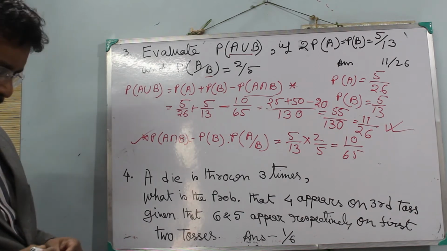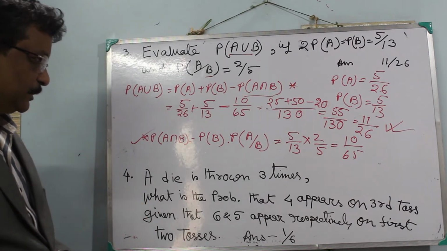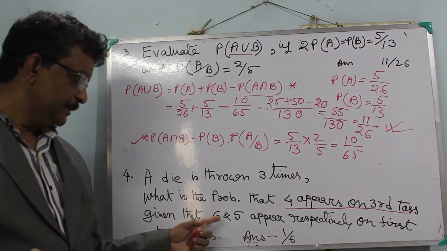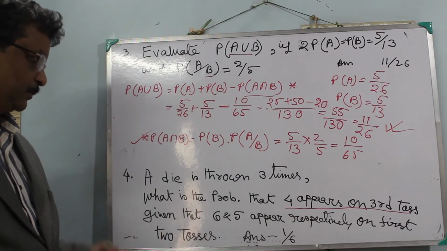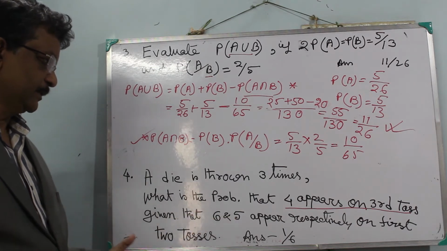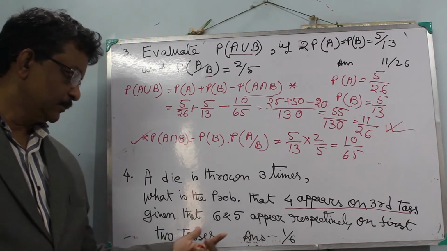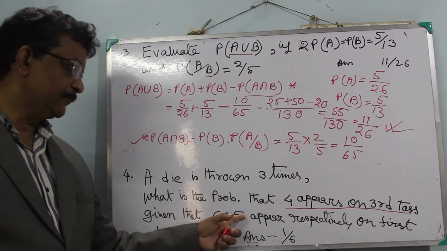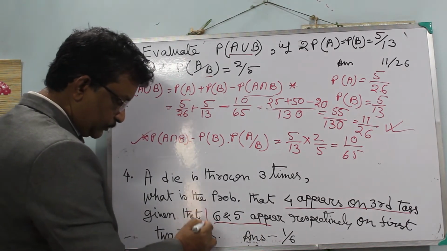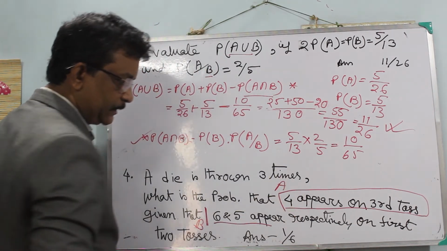Clear? Now a die is thrown 3 times. What is the probability that 4 appears on the third toss, given that 6 and 5 appear respectively on the first 2 tosses? So in the first toss we got 6 and in the second toss we got 5. Respectively, so 5, 6 will not be our favorable case. First 6 and 5 occurred, and what is the probability of 4 appearing on the third toss, given that this has already occurred? We take this event as B, and the required 4 at the third toss as event A.